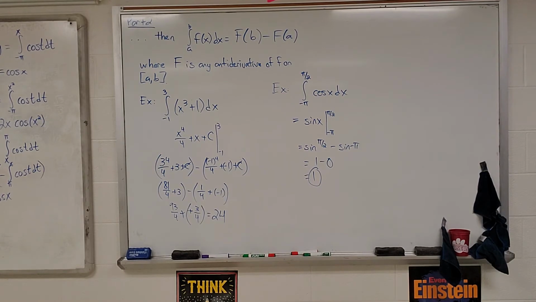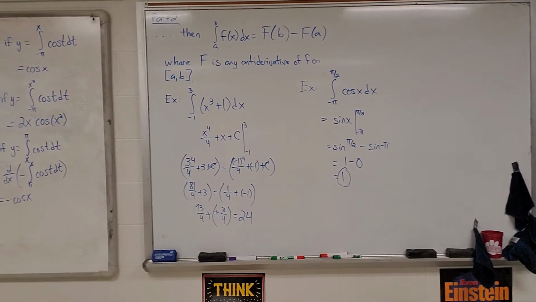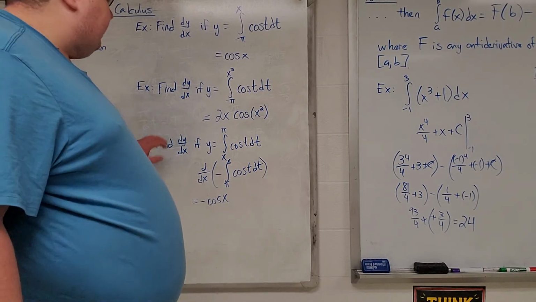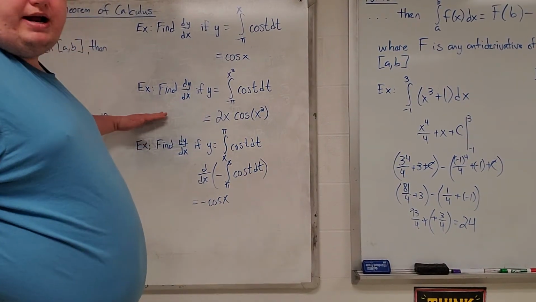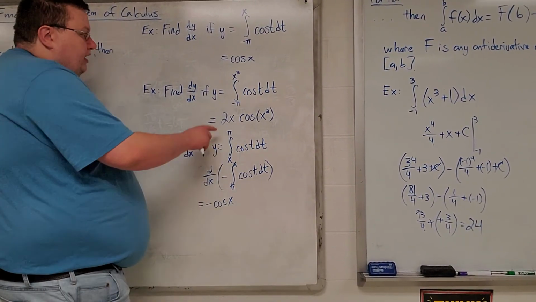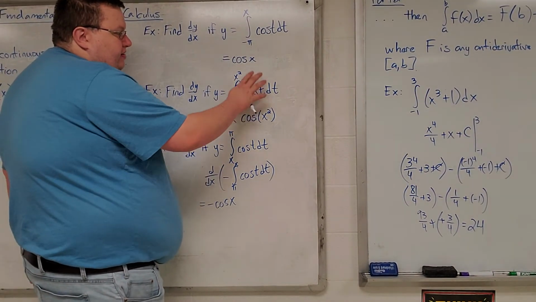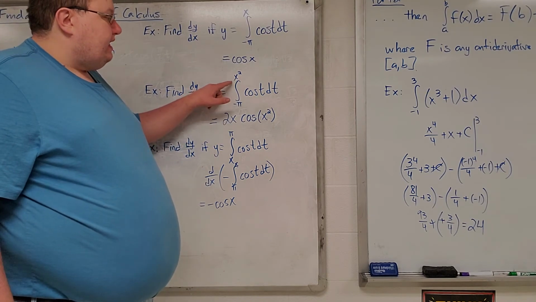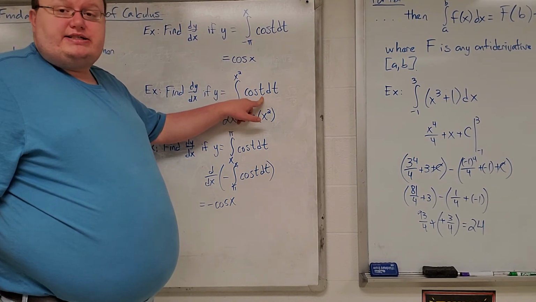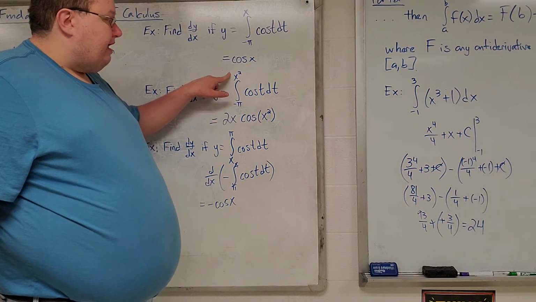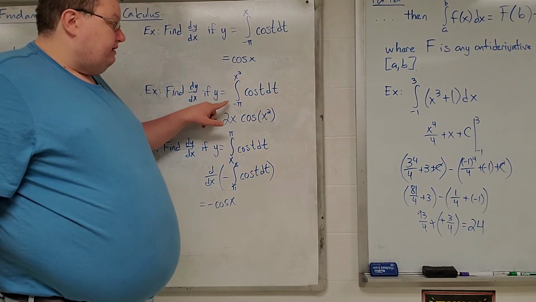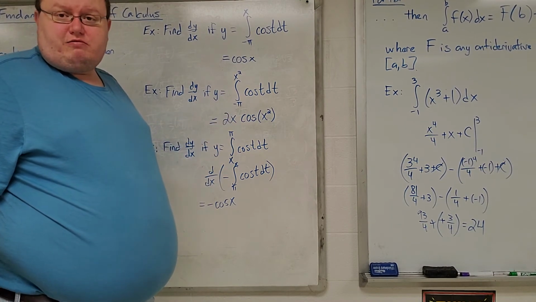Now, let me talk a little bit about why this makes sense, back here on this example where we had to use the chain rule. If we just look at this definite integral first by itself, I'm going to take an antiderivative of cosine to get sine, and plug in the top bound and the bottom bound. So I'm going to have sine of x squared minus sine of negative pi, right?